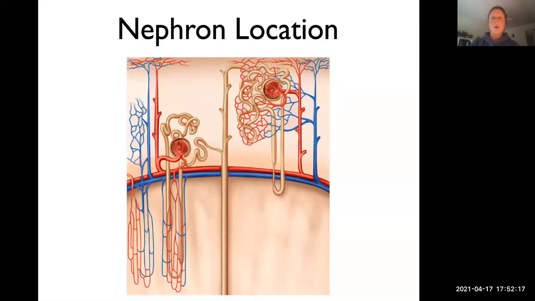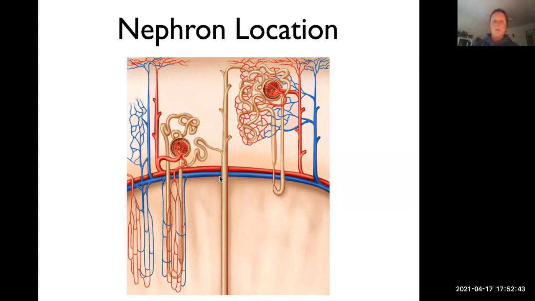Okay, let's take a quick look at where nephrons are located in the kidney. I mentioned in the previous lecture segment that certain nephrons had their nephron loops located in the medulla where they made the medulla salty. There are other nephrons that do not do this. In this image, we see both kinds of nephrons.